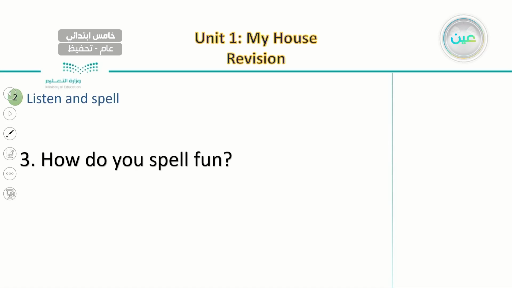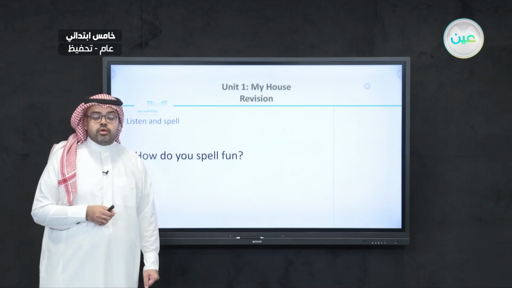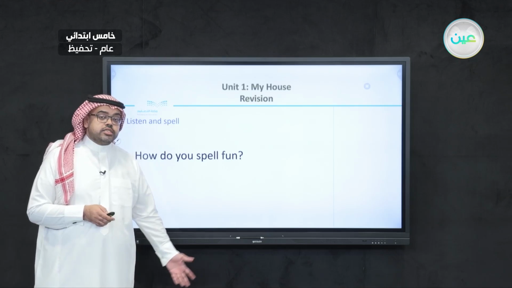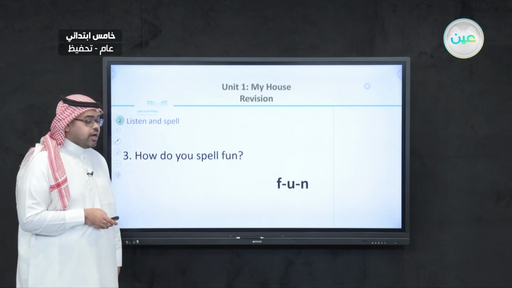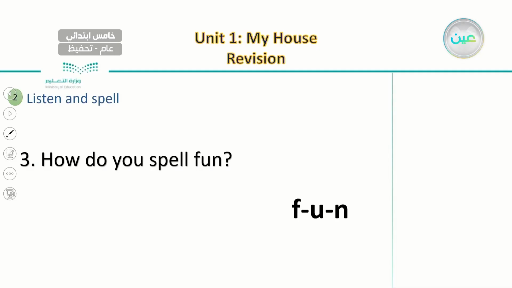Now, with number 3, close your eyes and listen to this question. How do you spell the word fun? Just tell me how we can write the word fun. Now open your eyes and see. This is how we spell the word fun. As you can see here, we write F, U, and N.